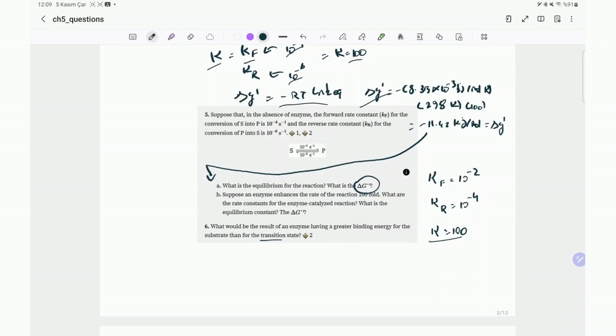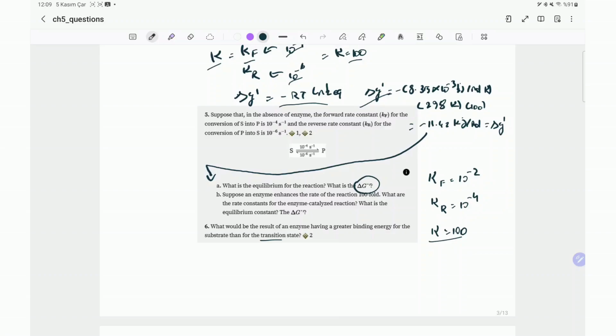In question 6, the question asks what would be the result of an enzyme having a greater binding energy for the substrate than for the transition state. First, we have to know what the transition state is. The transition state is a transitory molecular structure that is no longer the substrate but is not yet the product. Enzymes accelerate reactions by facilitating the formation of the transition state.